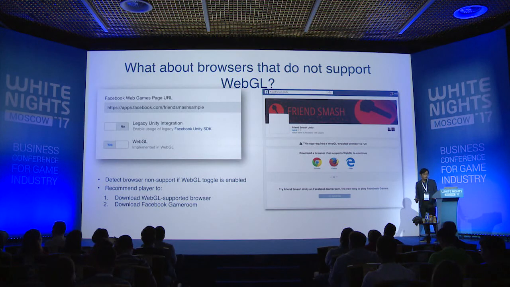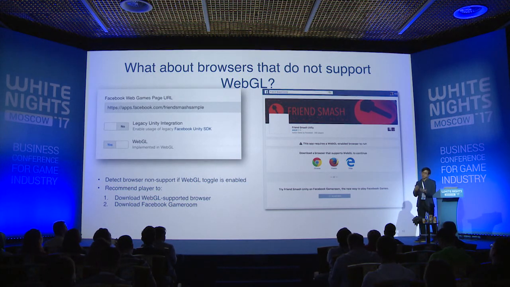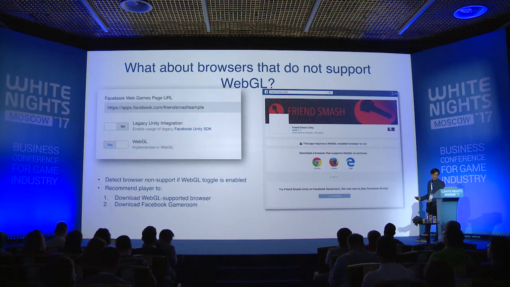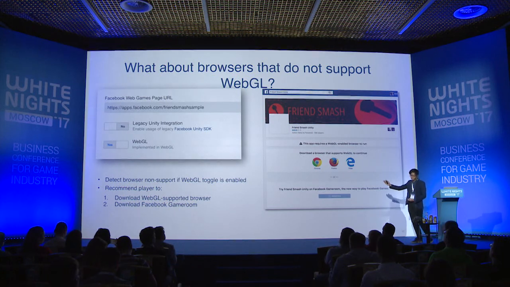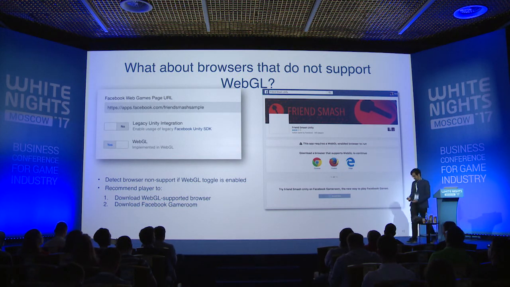So what is Facebook doing for game developers? We will help to detect which browsers the player is using. If you're using a browser that is not supporting WebGL, we'll recommend another browser, such as Chrome, Firefox, and Edge, or even newer versions of the browsers, or even Game Room Client. All you have to do is to enable this WebGL option on the left, inside your Facebook web dashboard. And we will do this detection and recommend this to the gamer on your behalf.